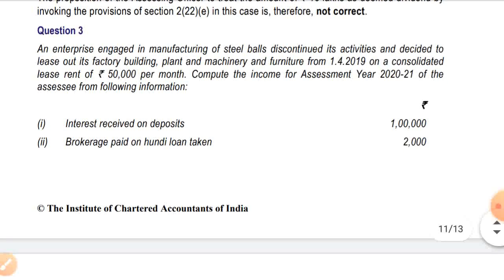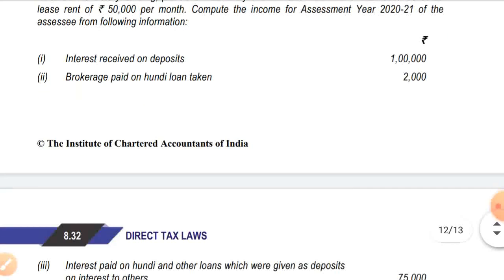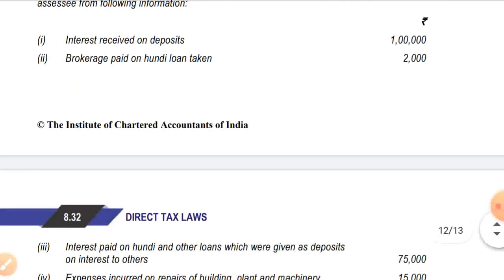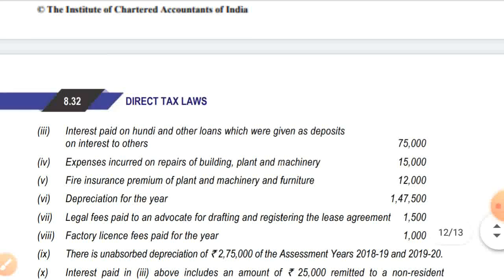Interest received on deposit is rupees 1 lakh. Brokerage paid on hundi loan taken. Hundi loan is a type of loan which old-age people used to give as a hundi. It's a type of bill of exchange, and on the basis of that people used to get loans. Next, point number 3 is interest paid on hundi and other loans which were given as deposit on interest to others, that is 75,000.